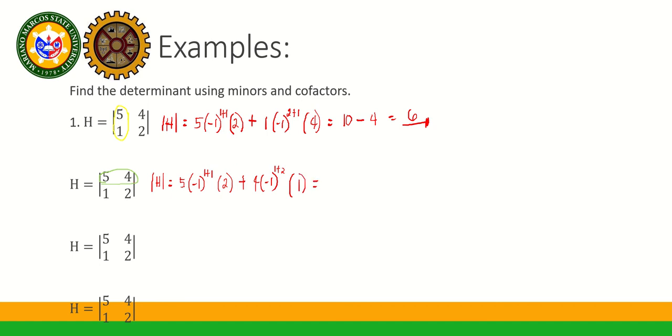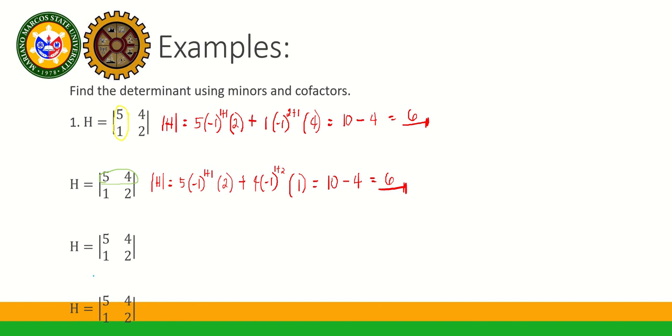And this is equal to negative 1 raised to 2 is 1. Then we multiply it with 5 and 2. That will be equal to 10. And then negative 1 raised to 3, that is negative 1. Times 4, that is negative 4 times 1, that is negative 4. So this will be equal to 6, which is the same sa nakuha natin sa first selection natin ng element. Okay, so now let's try to select another element, which is C1.